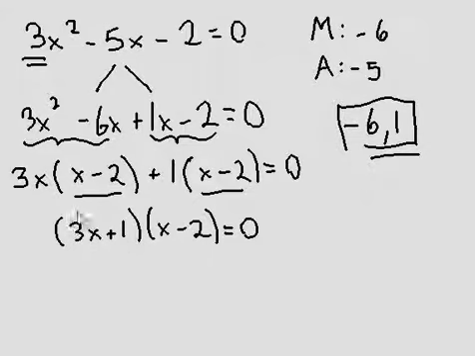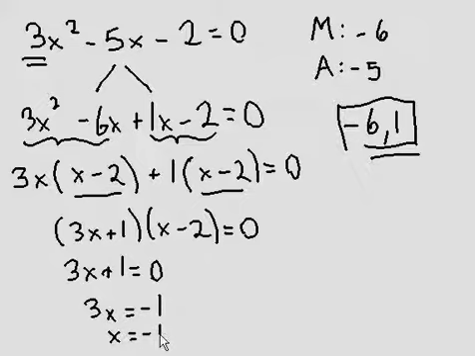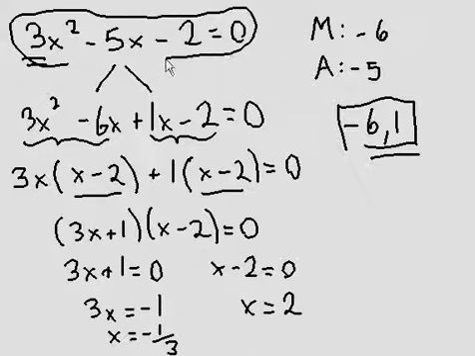3x plus 1, when is that going to be equal to 0? Well, if I can't tell right away, I will solve for it with easy algebra. So I subtract 1 from both sides, 3x equals negative 1. Now I can divide both sides by 3, and x will be equal to negative 1 over 3. Over here, x minus 2 equals 0, so x is equal to 2. There we go. So this quadratic equation has solutions as negative 1/3 and positive 2.